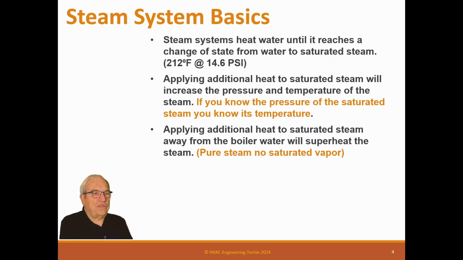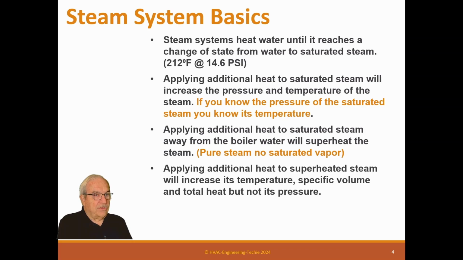Applying additional heat to saturated steam away from the boiler water will superheat the steam. So if you don't have that body of water there and you take the saturated steam and heat it up, it becomes unsaturated, and all that water that was saturated in it now goes to be steam. So it's all vapor. Applying additional heat to superheated steam will increase its temperature, specific volume, and total heat, but not its pressure. So from low temperature up to saturated, up to boiling, saturation temperature, that has that benefit where we can know exactly what pressure it is if we know its temperature, or if we know the pressure, we know what temperature it is. But once it gets past that and goes to saturated to superheated steam, that no longer applies.